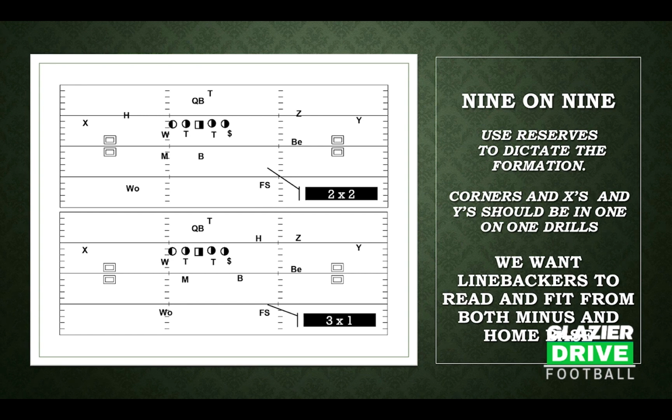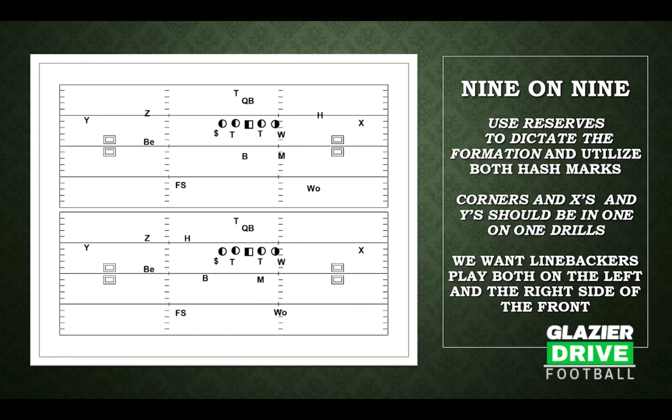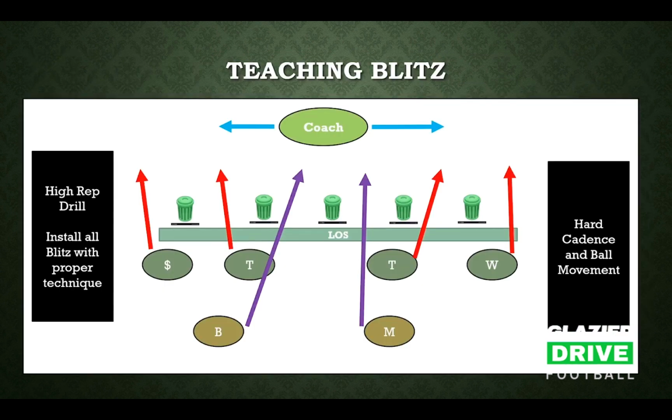In 9-on-9, we use reserves to dictate the formation because we have more players. Our corners and X's should be over with the defense in one-on-one drill. And we want our linebackers to read and fit from both the minus and home base alignments. So there we have both.